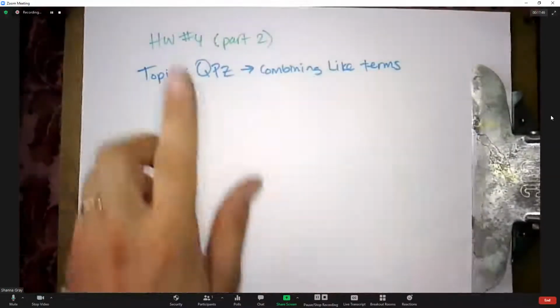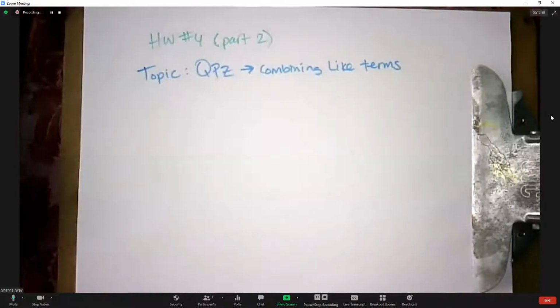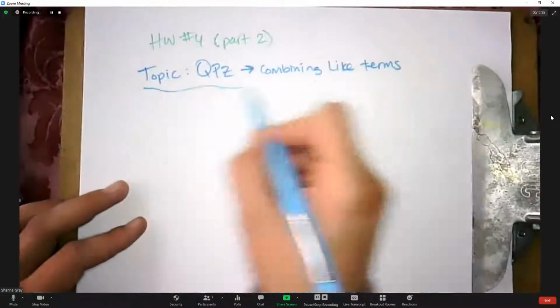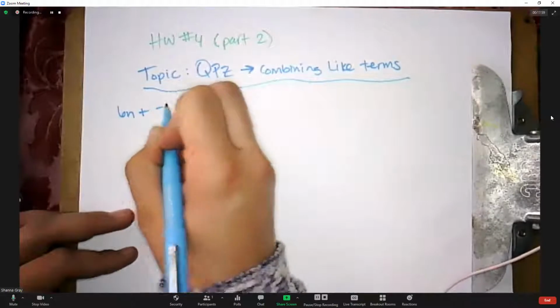And so today we're going to talk about topic QPZ, which is combining like terms. I just went through IXL and I went ahead and copied down some of the problems, and I'm just going to go through those as we go. So one of the problems that I got was this.